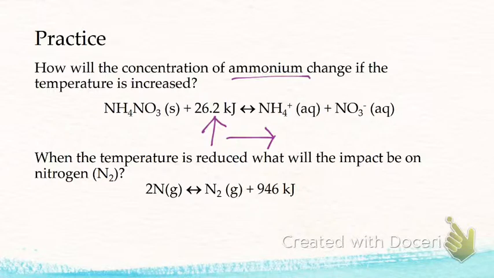On the next reaction, we have an exothermic reaction. This is actually taking two nitrogen atoms and forming a nitrogen molecule. And it says the temperature is reduced. So if I reduce the temperature, it shifts towards the heat, right? So you get more nitrogen? So I would produce more N2 because I would shift towards that side. Okay? Does that make sense?